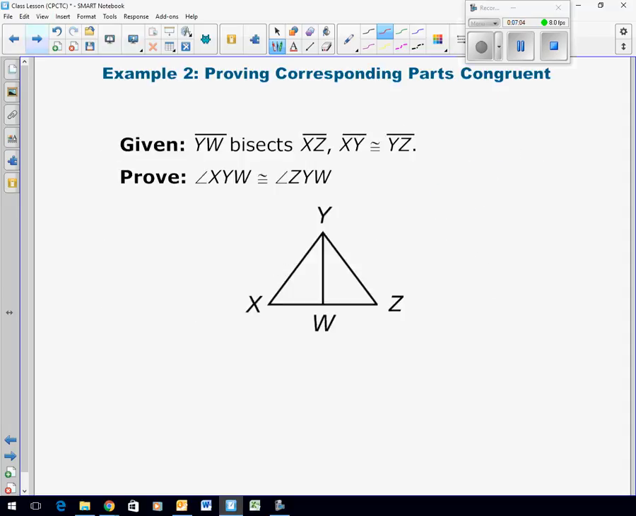Take this for example. YW bisects XZ, XY is congruent to YZ. Prove that angle XYW is congruent to angle ZYW.